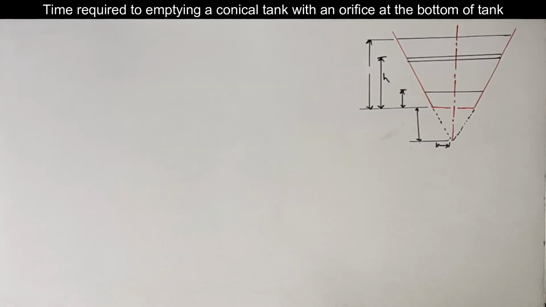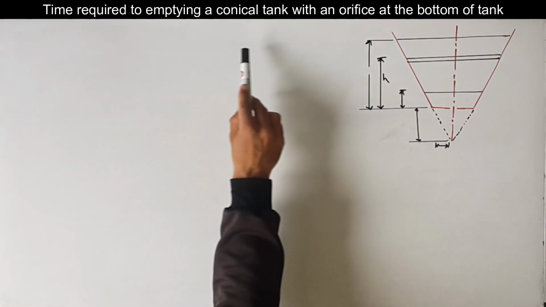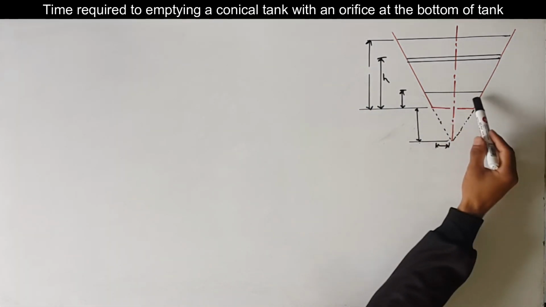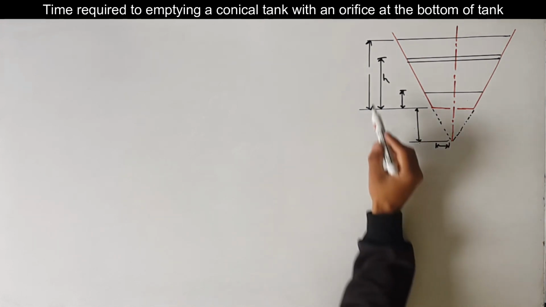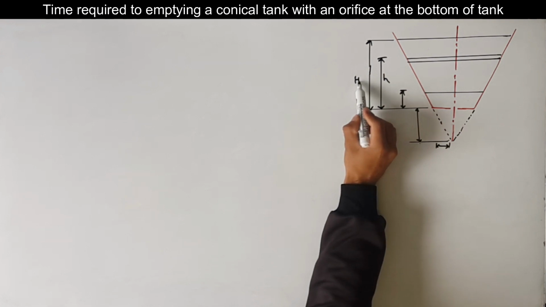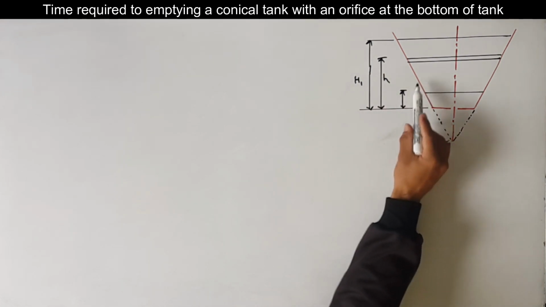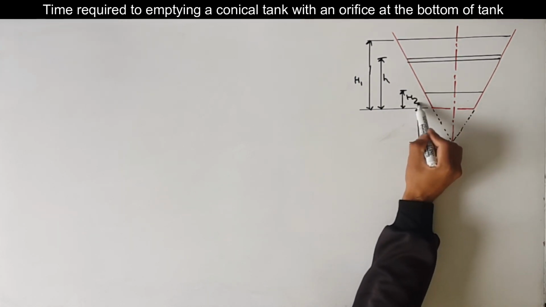Here we continue our topic of time of emptying of a vessel or tank. You can see at the top, time to empty a conical tank with an orifice at the bottom. And here is the figure of the conical tank with the orifice at the bottom. Let the initial height of the level of water be S1 and this height reduces finally to S2.